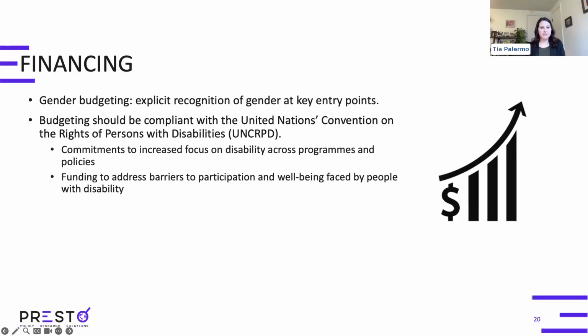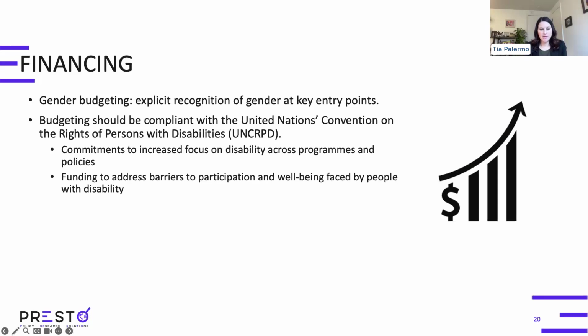In terms of financing, gender budgeting is not a new approach to budgeting, but rather it requires a new explicit recognition of gender at key entry points. It requires an ongoing process of keeping a gender perspective in budget formulation, implementation, and review. Systems can be adapted to output sex disaggregated reporting of end users or recipients of various budget programs. Budgeting should also be compliant with the United Nations Convention on the Rights of Persons with Disabilities.